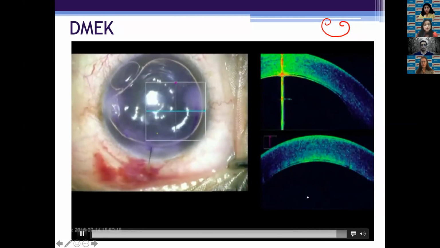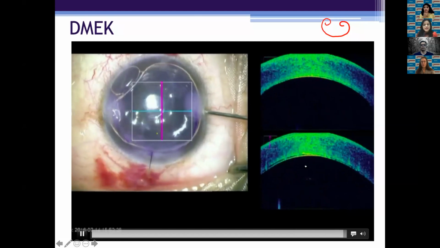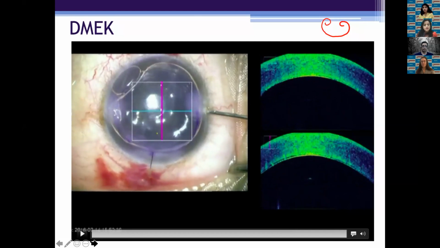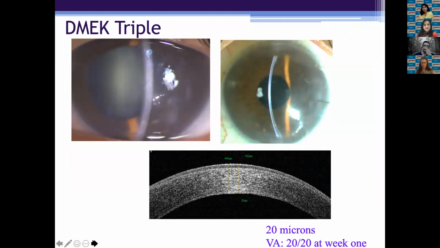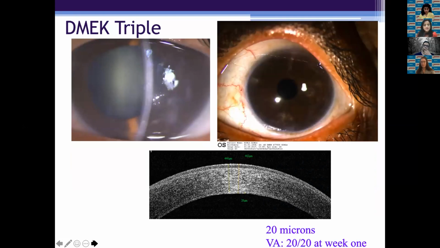And once you put the air bubble there, it gets stuck to the back of the cornea, which can be seen here. And this is the post-op picture, and this is post-op at 1 month. This was a case of Fuchs dystrophy with cataract.